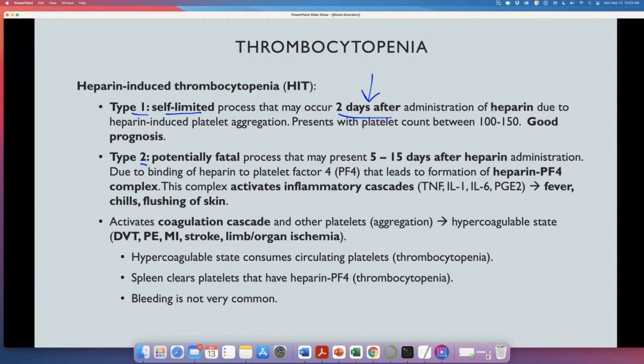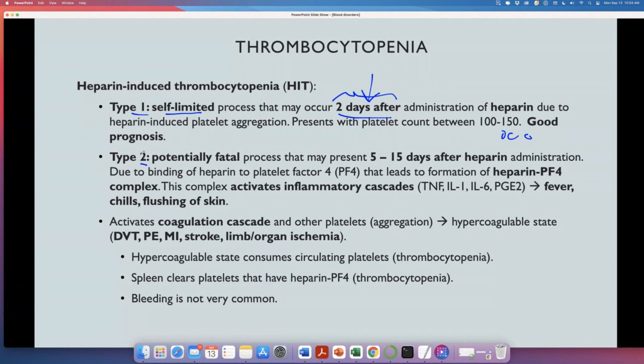And this occurs simply because of heparin-induced platelet aggregation. Okay, the same drug, heparin, makes the platelets aggregate, so they are forming clusters. So the total number decreases, the ones that are available for blood clotting decreases. Platelet count will be between 100 and 150,000, of course, and has a good prognosis. 2 days. This is key.